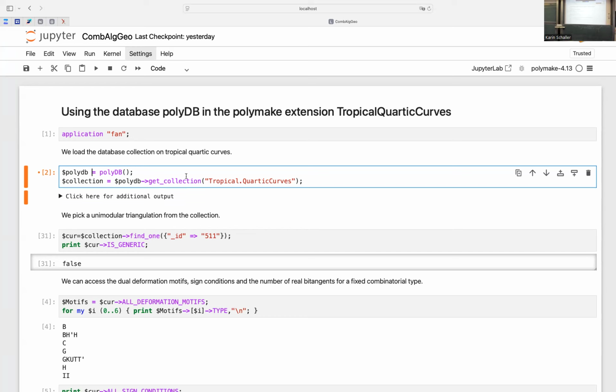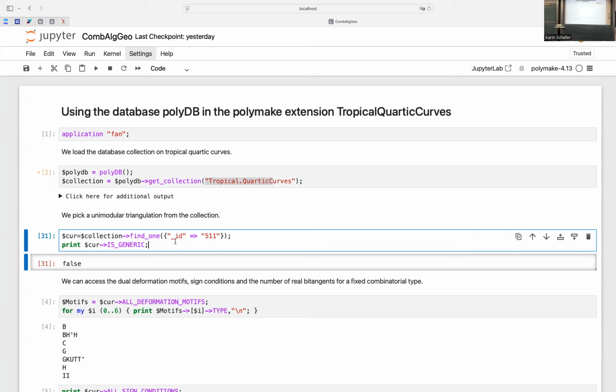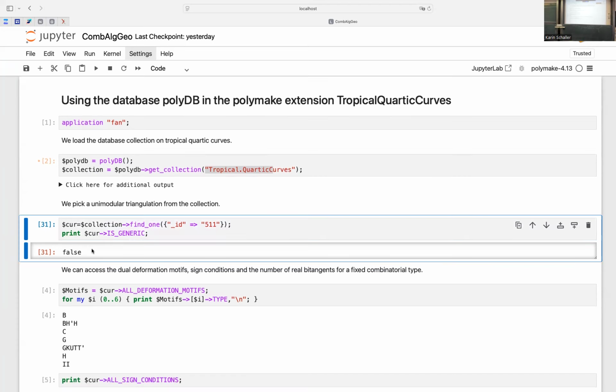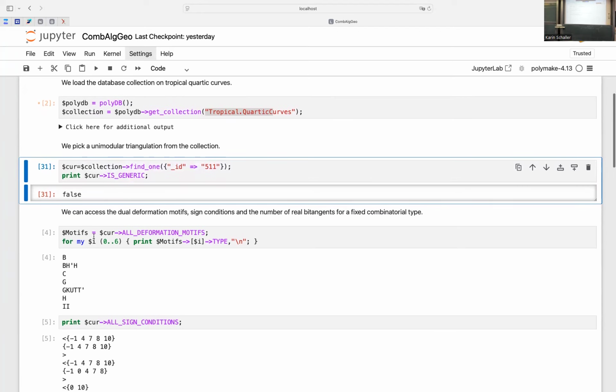So I get the collection. It's called tropical quartic curves, and I find one curve. I take the one with ID number 511, and I ask whether this is a generic triangulation. Whether it contains this certain pattern of triangles that makes it difficult for a line segment to be uniquely short, and it's not generic. So it's exactly one of the cases that we were not able to completely understand before.